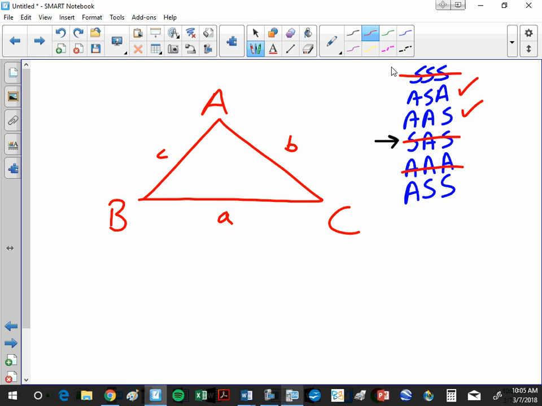Angle, side, side is the problem child. When you talk about triangle congruence, does this triangle equal this triangle? Whenever you ran into angle, side, side, you were taught that the answer is no. And that's not totally true. The answer is maybe. Angle, side, side causes problems because sometimes it works, sometimes it doesn't work, and sometimes it works twice. I'll show you.